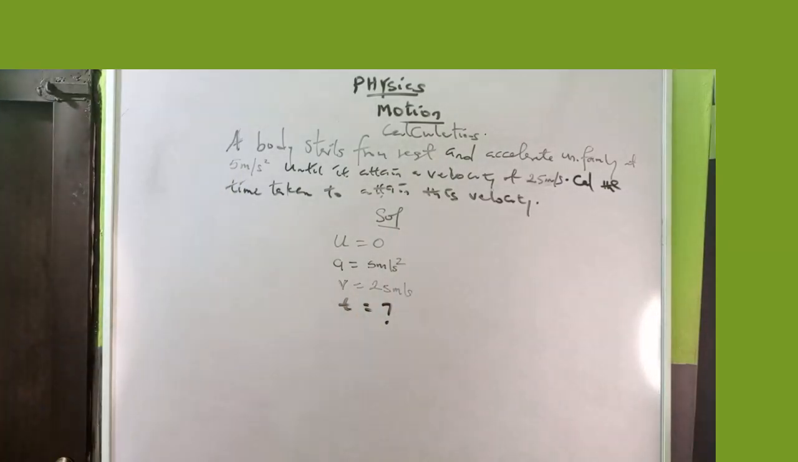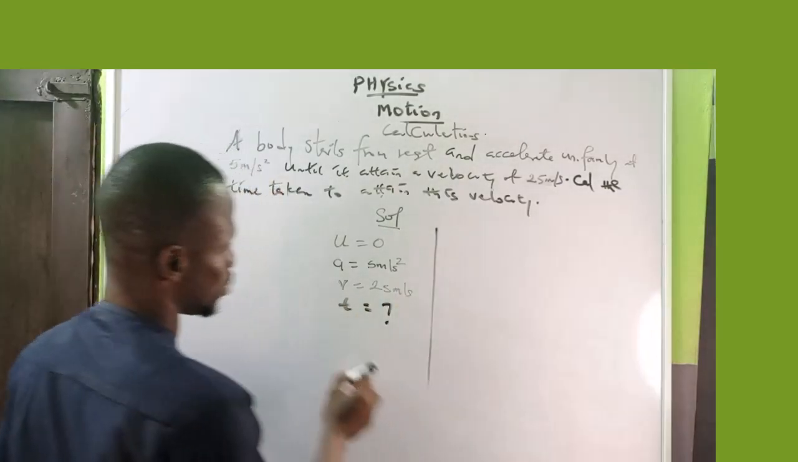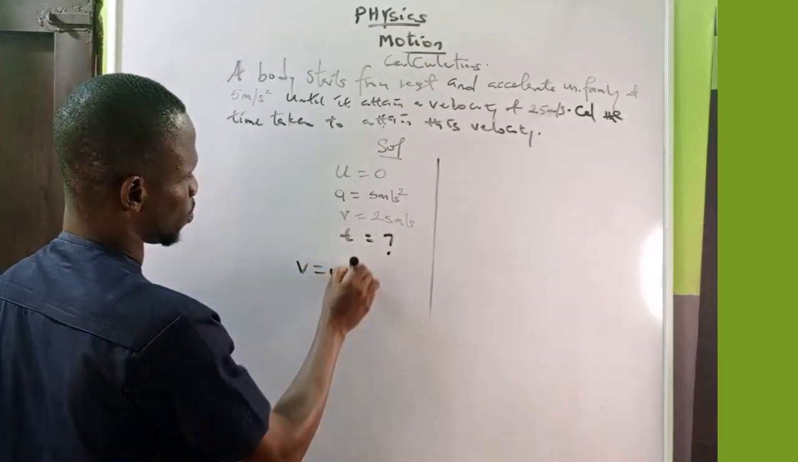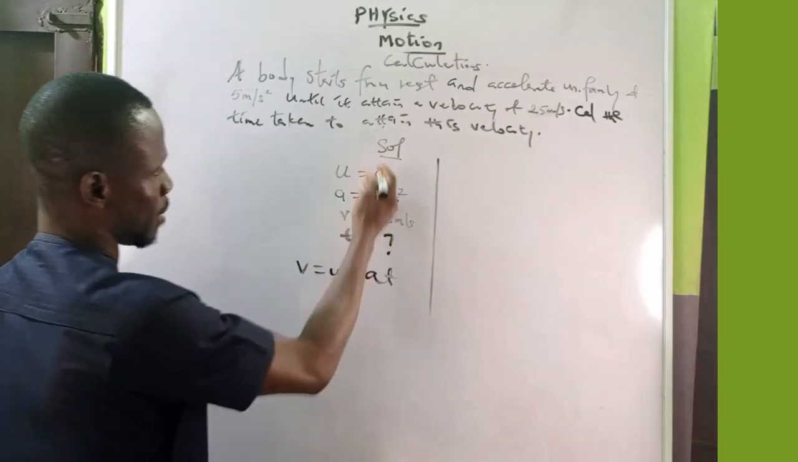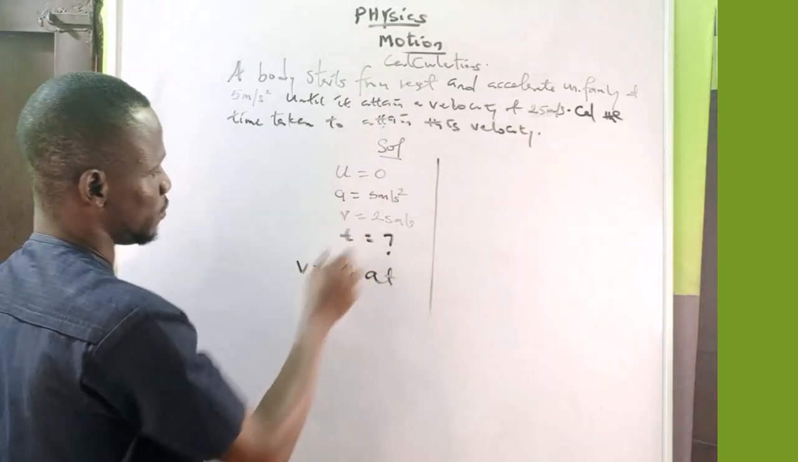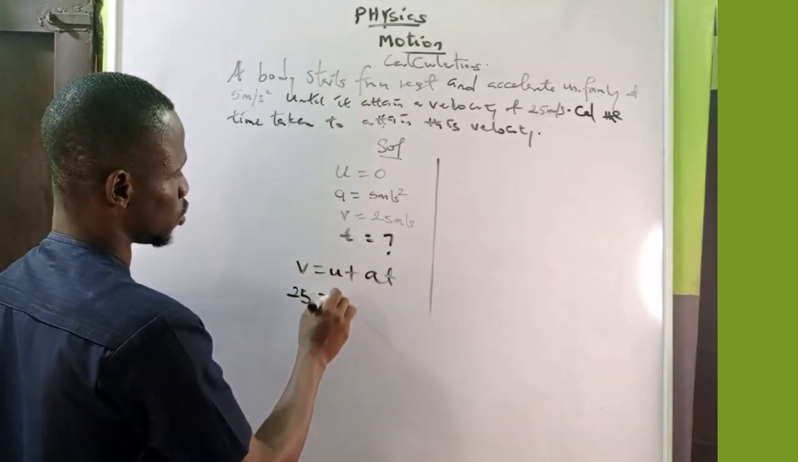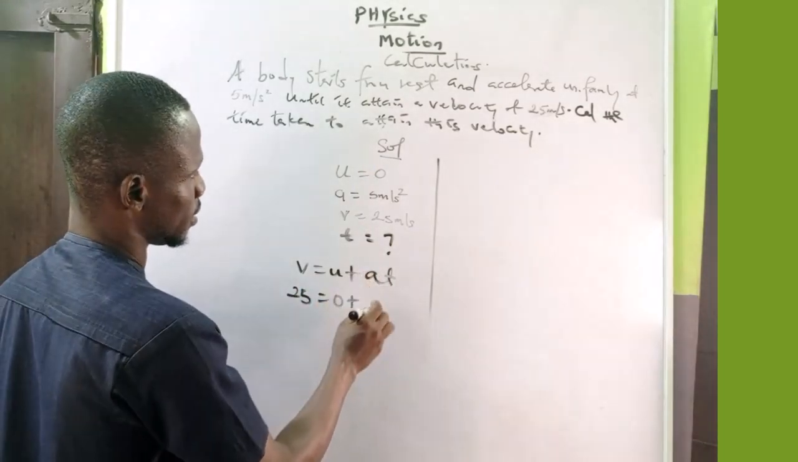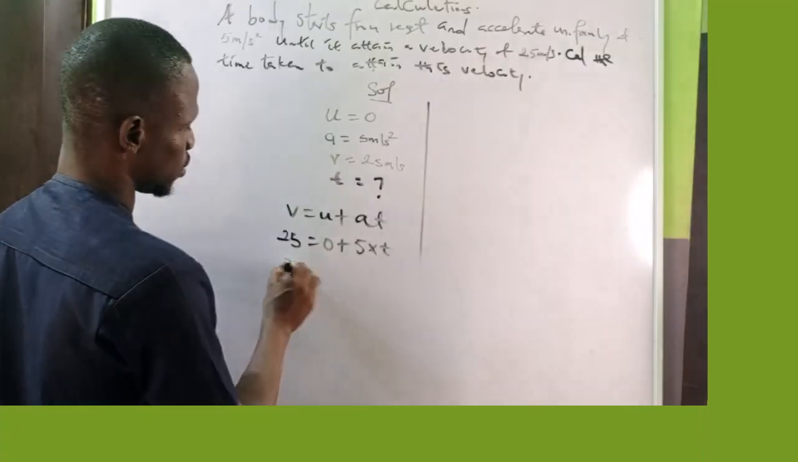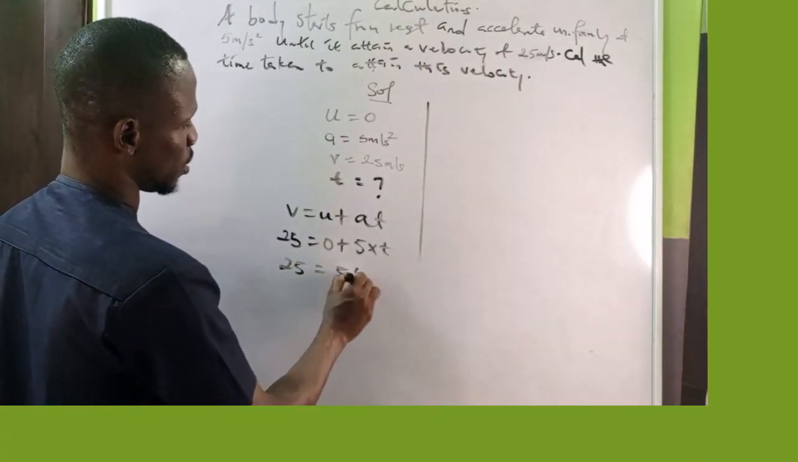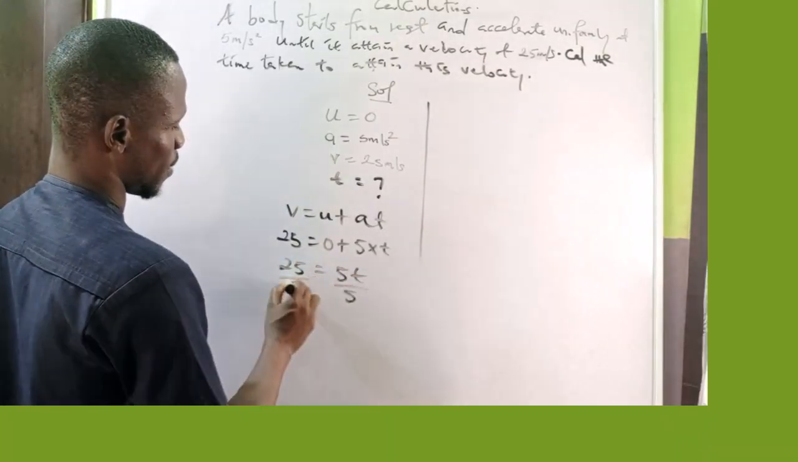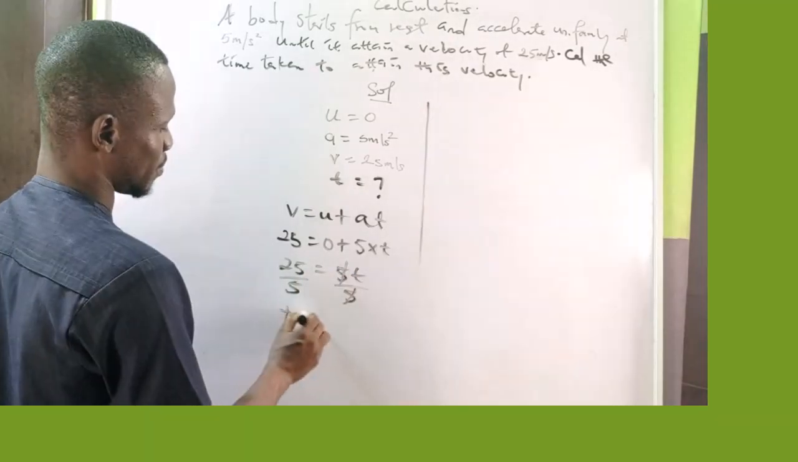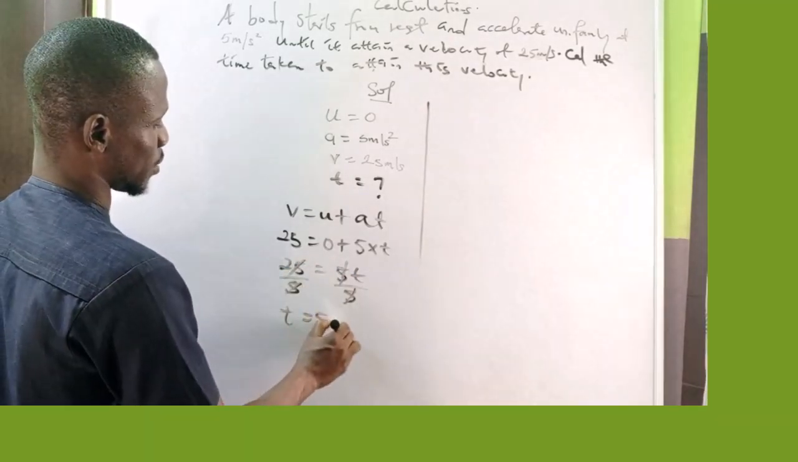So what's the time taken? Which formula are you going to use that will work? V is equal to u plus at. All the parameters are represented. What is v? 25 equals 0 plus a, which is 5, times t. 25 equals 5t, is it not? Divide by 5, divide by 5. What's the time? Time is 5 seconds.